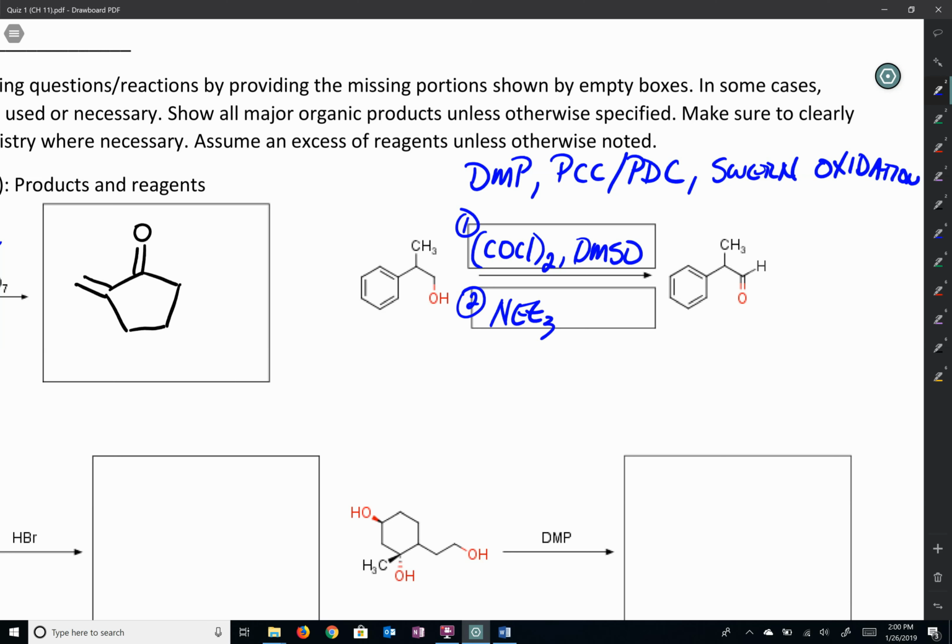But any of those answers would have been perfectly valid here. The whole point is that when we have a primary alcohol going to an aldehyde, that is where we have to be mindful about what the oxidation conditions are.